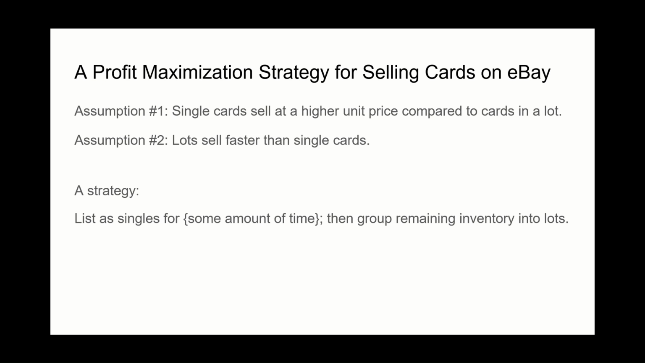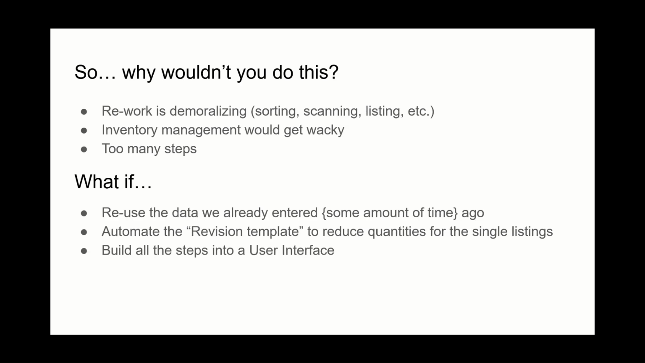So after some amount of time, maybe your listing has been buried behind everything else in the algorithm and no one's seen your listing, or maybe you've accumulated a bunch of cards of the same player or the same team or the same features, and now we can take that, group it into lots, and then give it new life. We can have a better chance at a sale. Sounds easy, but why wouldn't you do this?